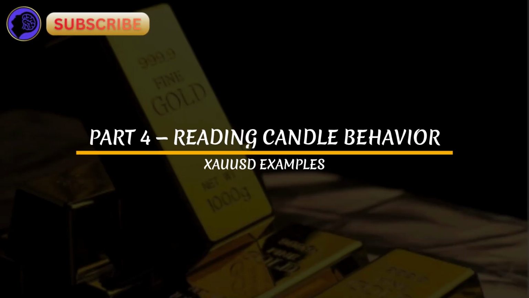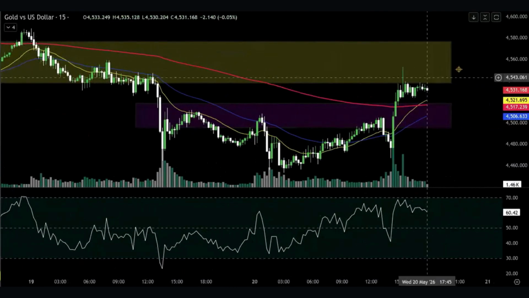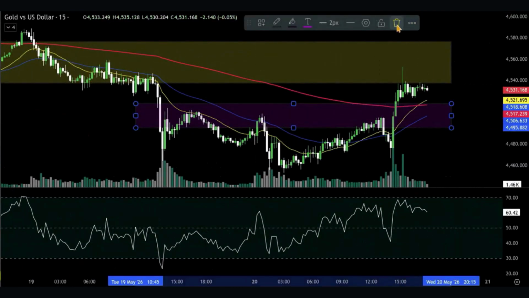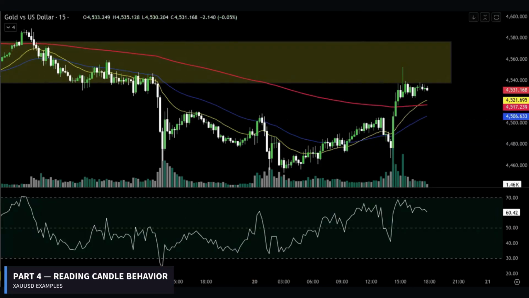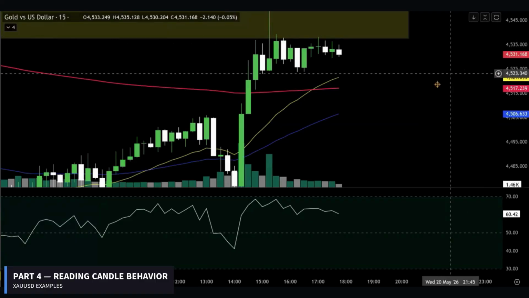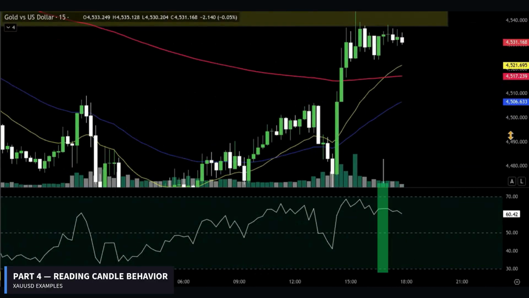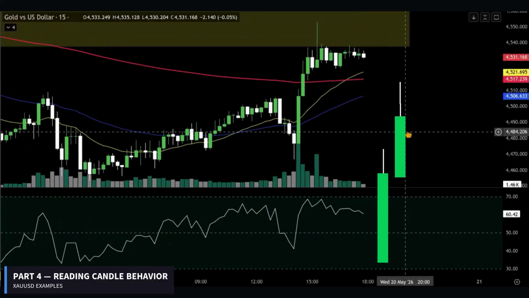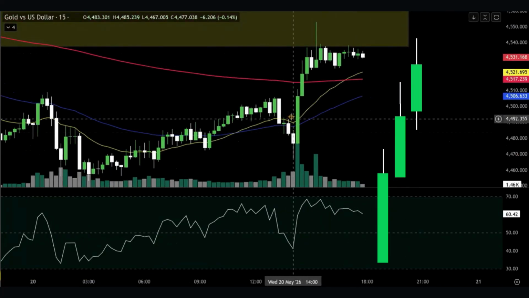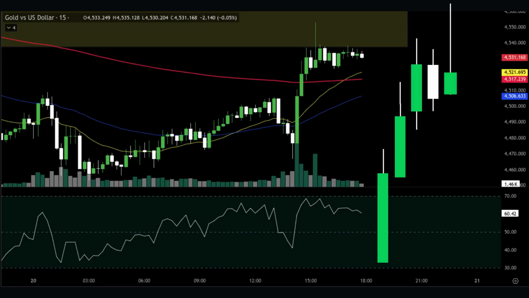Part 4. Reading candle behavior. Now look closely at these candles. Because candles reveal much more than direction. They reveal intention. Look at this candle here. Large body. Strong momentum. Very little rejection. This usually shows aggressive participation entering the market. Now compare it with this candle. Long wick. Weak body. Immediate rejection.